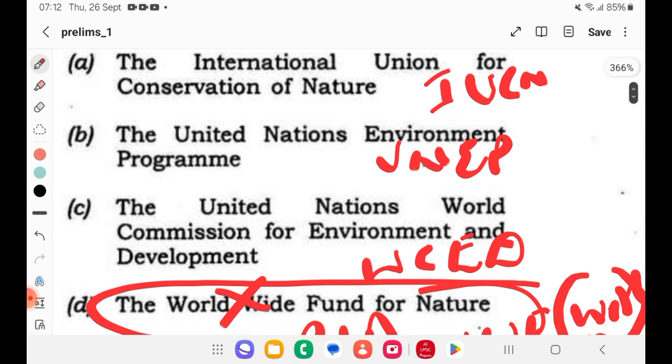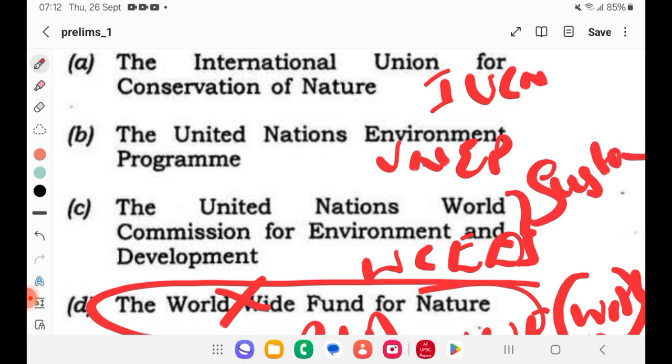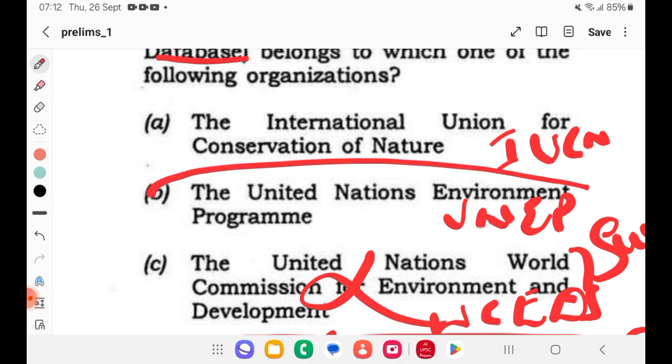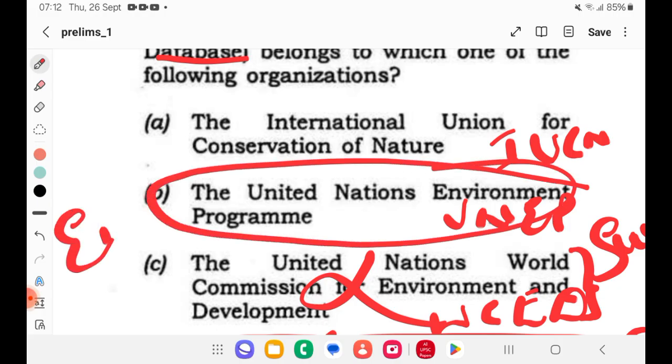Then C. The United Nations World Commission for Environment and Development. Why do we have this? This is to talk about sustainable development, right? When you're talking about sustainable development, why will we talk only that to special group for invasive species? So this will be wrong. Then option B, the United Nations Environment Program. Environment Program is for basic environment conservation and talks about environment. Not particularly for invasive species or species, right?